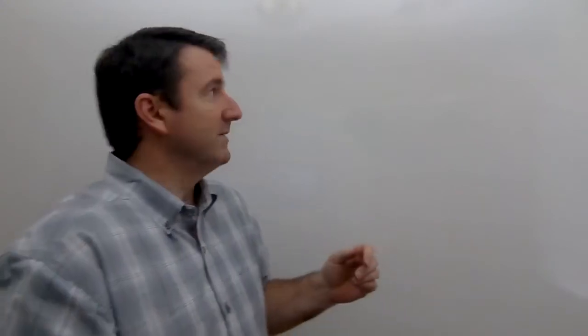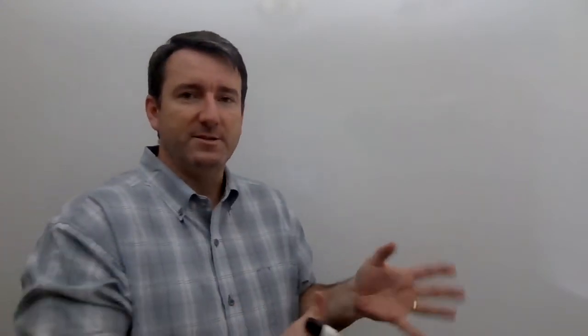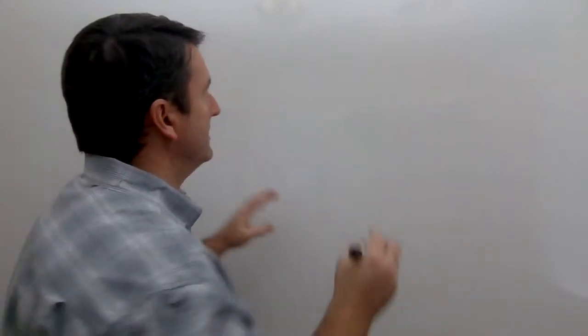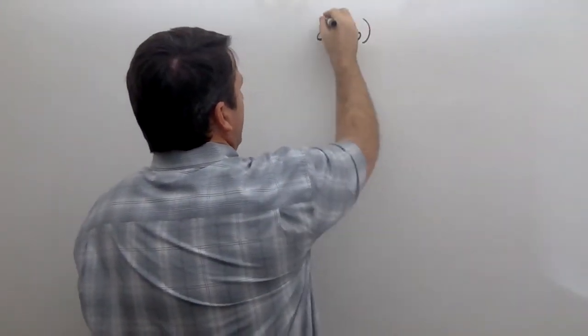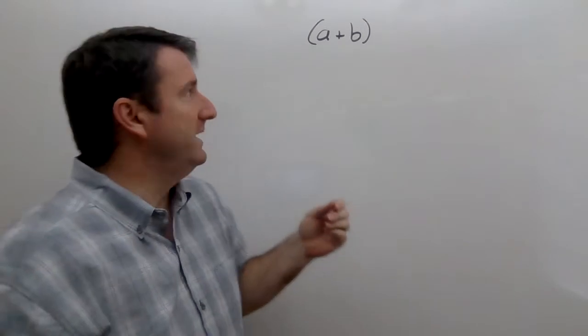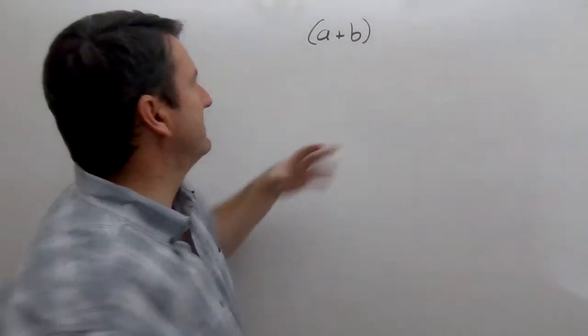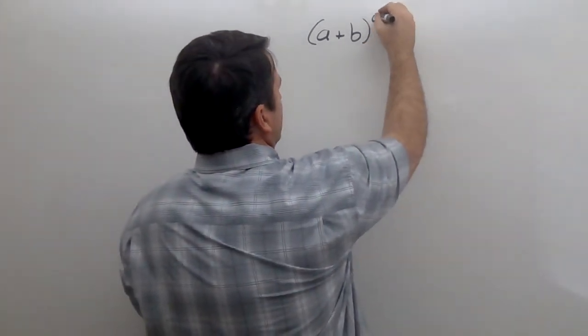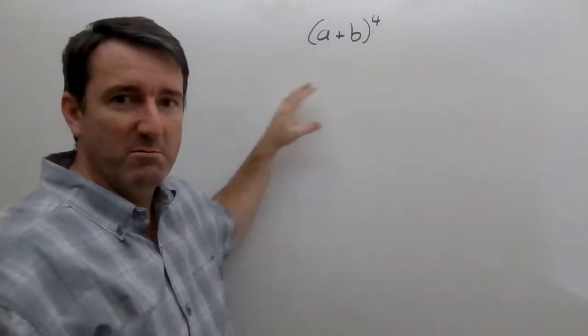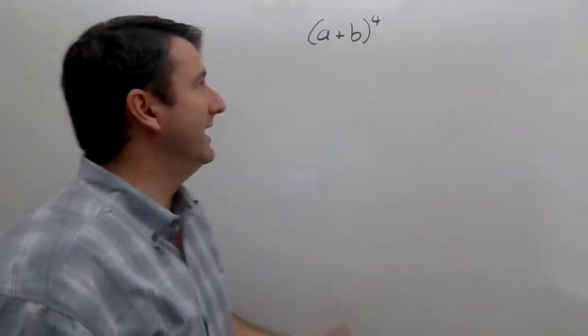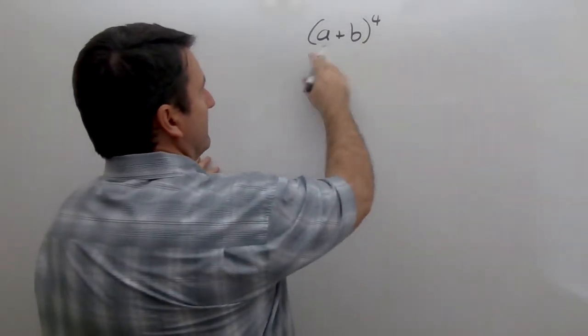All right, in this lesson, we're going to talk about binomial expansion. And what we mean by that, well, a binomial is any expression with two terms. So let's say a plus b. And by expansion, we mean if we're to take this to a power, let's say the fourth power, what would this look like if we multiplied this all out? And that's what we're going to do first here.